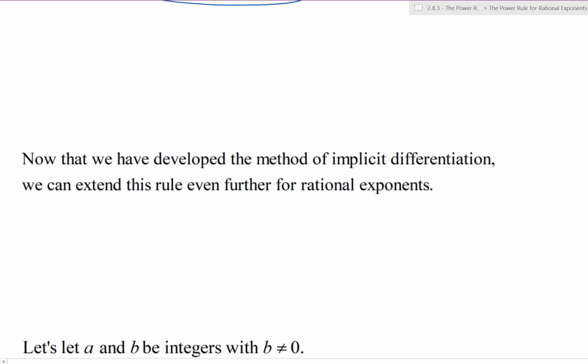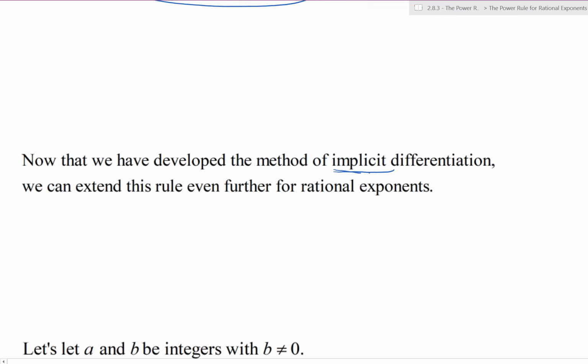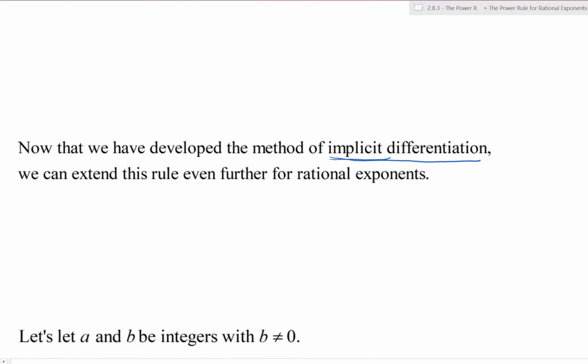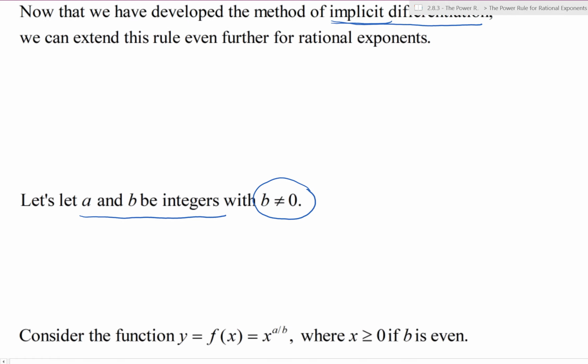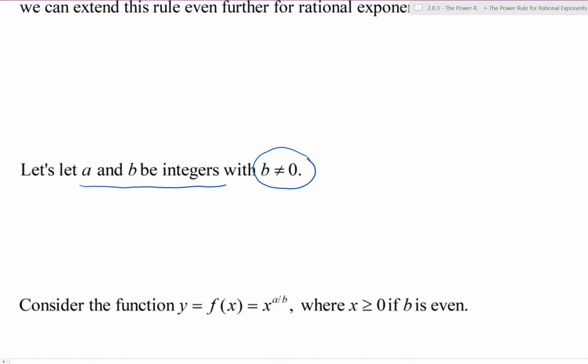So like I said earlier, we're going to apply implicit differentiation to extend this rule. We're going to let a and b be integers. Both of them could be positive or negative whole numbers, or 0, except b. b can't be 0 here, as we'll see. That is because we're going to consider the function y = f(x) = x to the power of a divided by b.